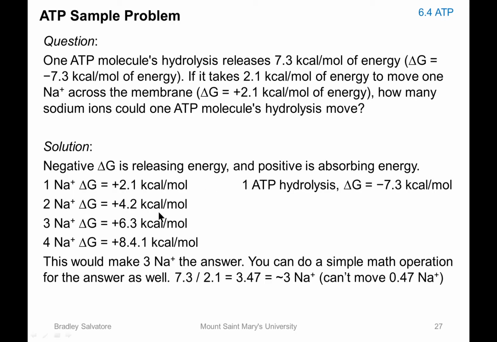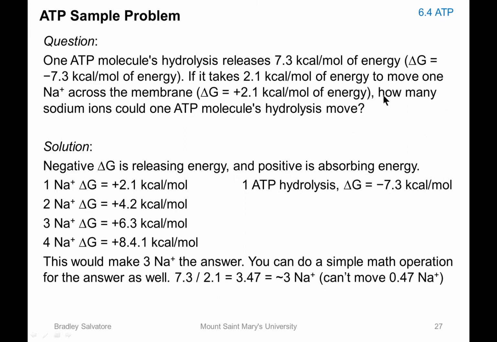Here we have a sample problem that you will possibly see again on your test. If you have 1 ATP molecule, 1 hydrolysis will release 7.3 kilocalories per mole of energy. Your delta G for that process is negative 7.3 kilocalories per mole. If it takes 2.1 kilocalories per mole of energy to move 1 sodium ion across the membrane, this process will require energy, so you see this plus sign. You require the input of energy, whereas the ATP hydrolysis above releases that energy and produces 7.3 kilocalories.